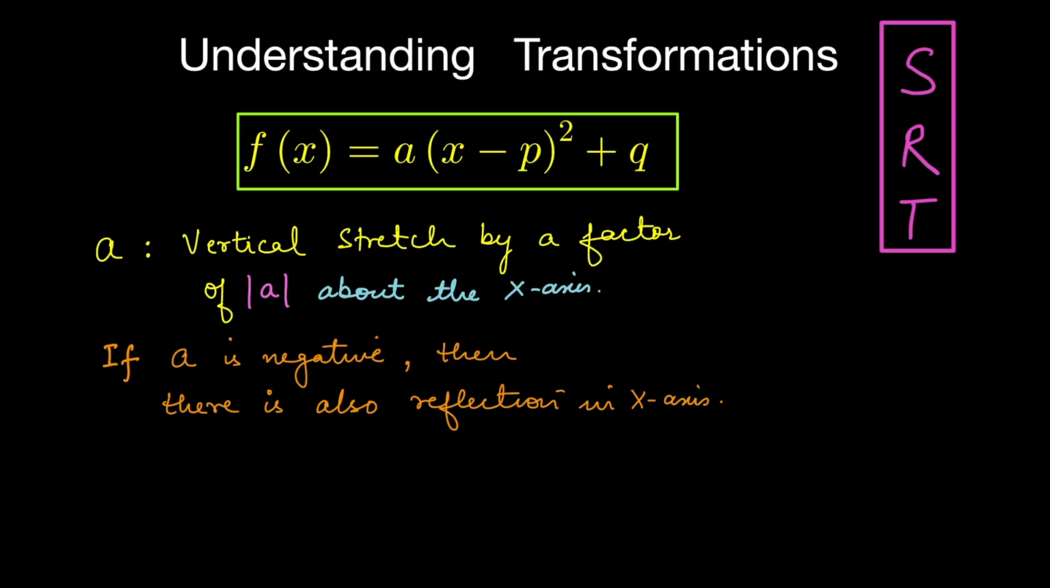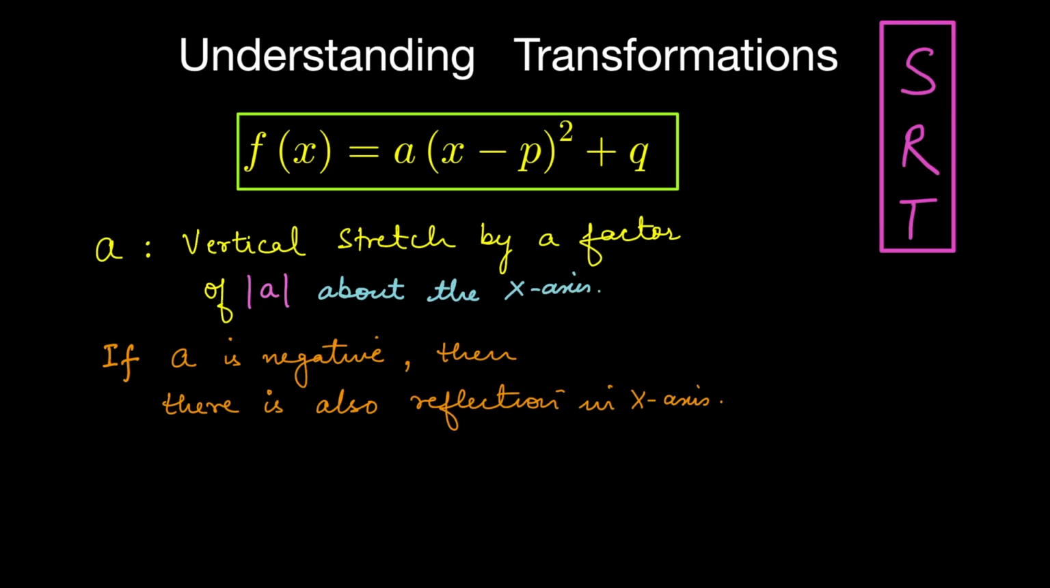Now what do we understand here? So the function f(x) is given. So it is a times (x minus p) squared plus q. So what do a, p and q represent? So how does the graph look like? So first we start with a.